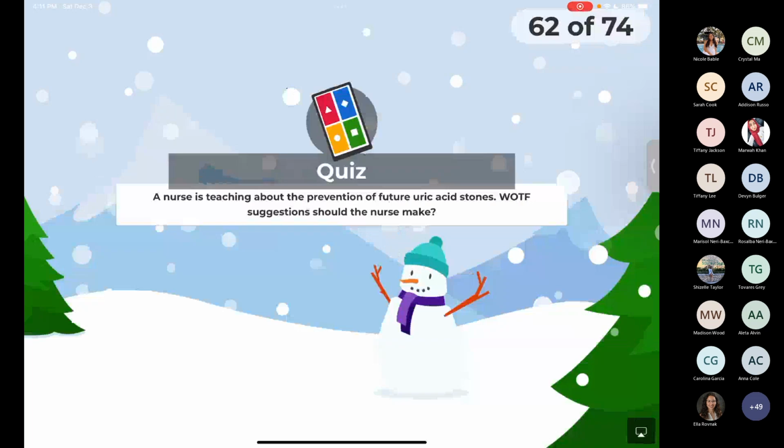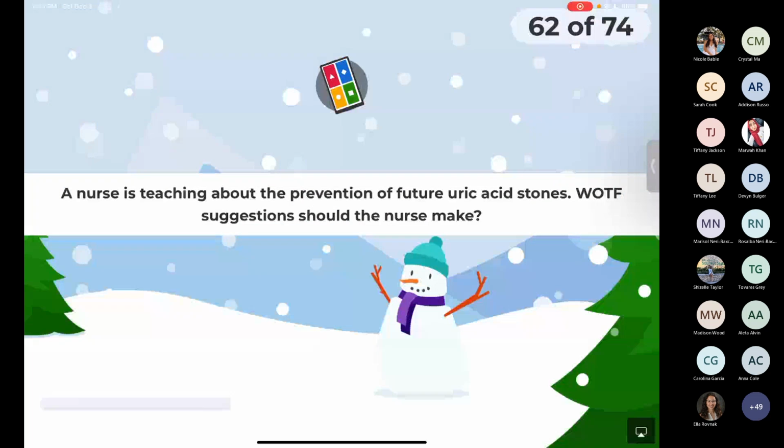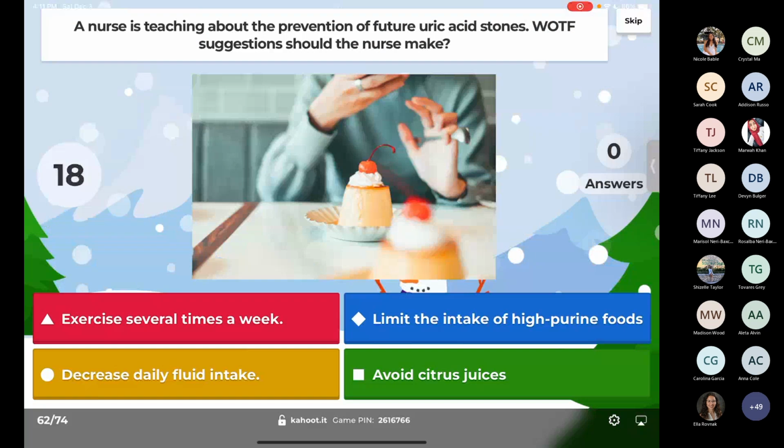Select all that apply. A nurse is teaching about the prevention of future uric acid stones. Which of the following suggestions should the nurse make?